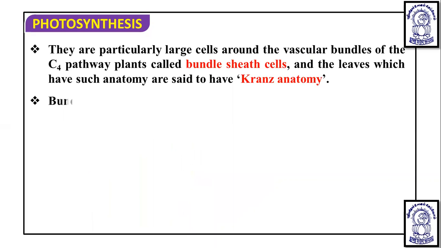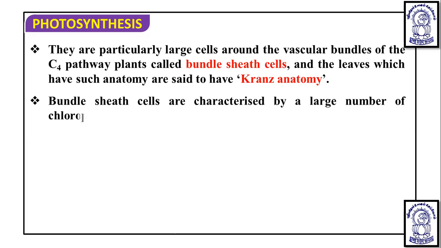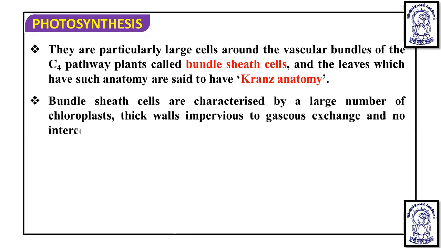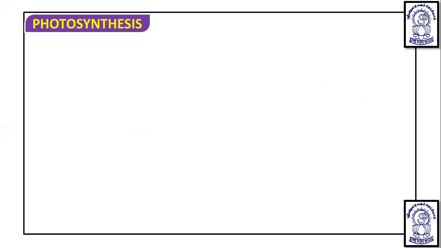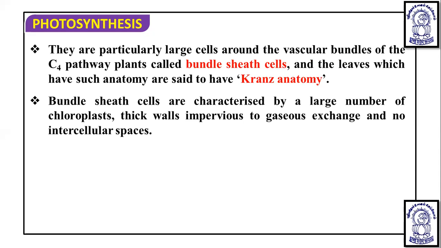So here, in Kranz anatomy, what is happening? The vascular bundles, meaning xylem and phloem, are covered by bundle sheath cells, and these bundle sheath cells are large cells around the vascular bundles. The bundle sheath cells are characterized by a large number of chloroplasts. They have a thick wall which is impermeable to gaseous exchange, and they do not have intercellular spaces.